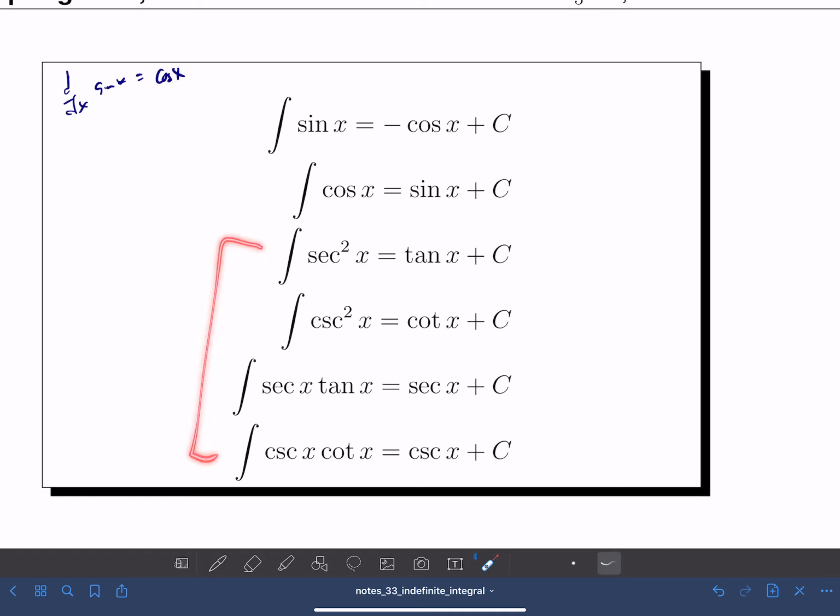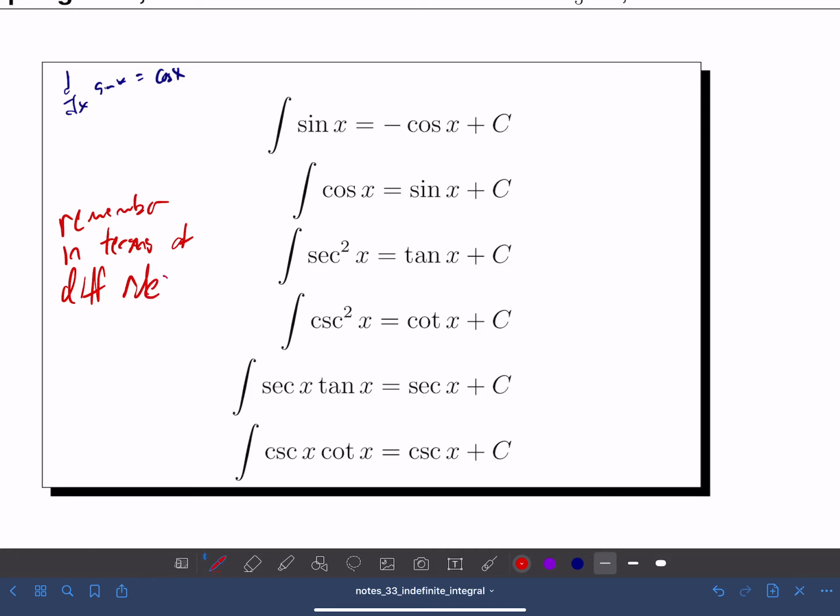The other four are the slightly more complicated ones for the weird trig functions. The derivative of tangent is secant squared. The derivative of cotangent is cosecant squared. The derivative of secant is secant tangent. And the derivative of cosecant is cosecant cotangent. Fine. So I literally remember these in terms of the differentiation forms. So if you made a cheat sheet for differentiation, that's absolutely relevant at this point in time as well. Okay, you ready to do some examples?